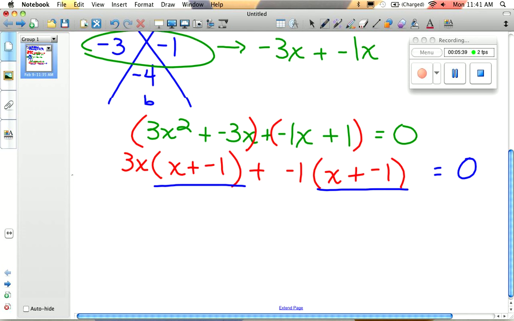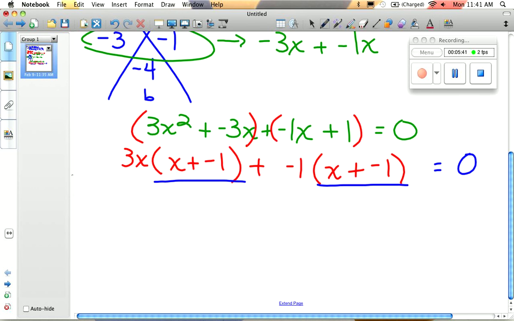Okay. So now let's rename this quadratic as what we just did right here. We have the factor that they have in common. That's one of our factors. What's the other factor? 3x minus 1. 3x plus negative 1, or 3x minus 1.